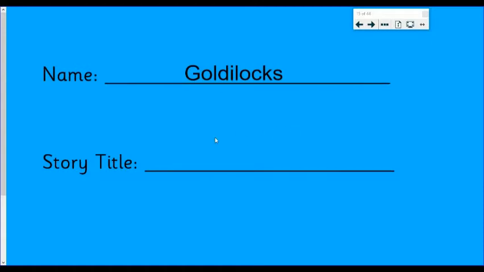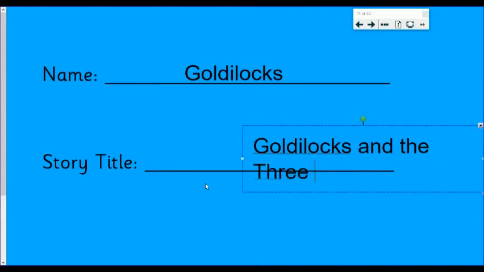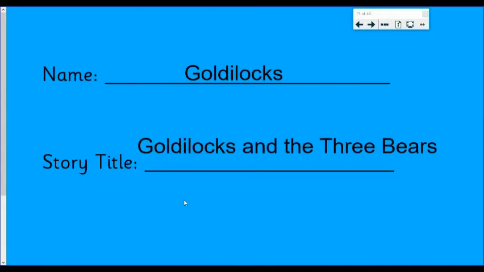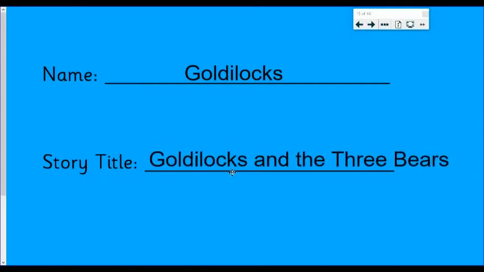Next thing that I'm going to write is the story title. Which book is Goldilocks from? That's right, Goldilocks and the Three Bears. Let's have a look at the next section of the wanted poster that we are going to be filling out.